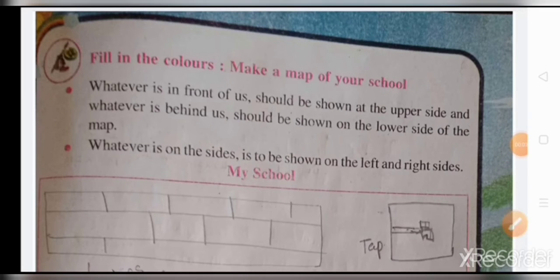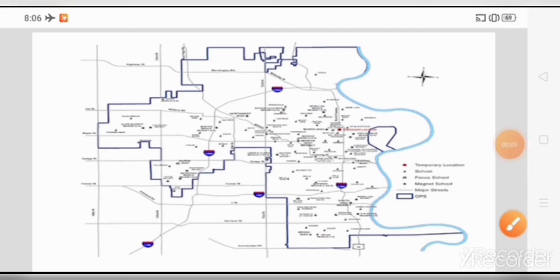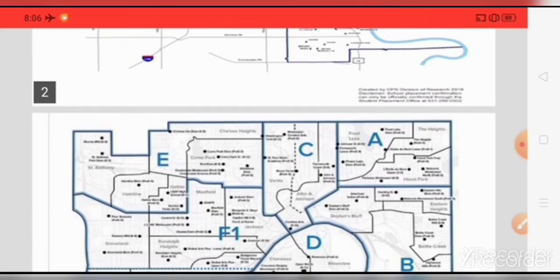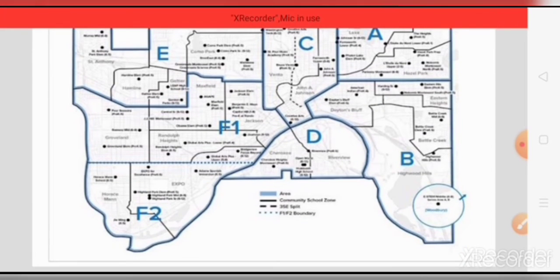Make a map of your school. Whatever is in front of us should be shown at the upper side and whatever is behind us should be shown on the lower side of the map. Whatever is on the sides is to be shown on the left and right side. These are examples of school maps. Just look at the picture. These are all some examples.